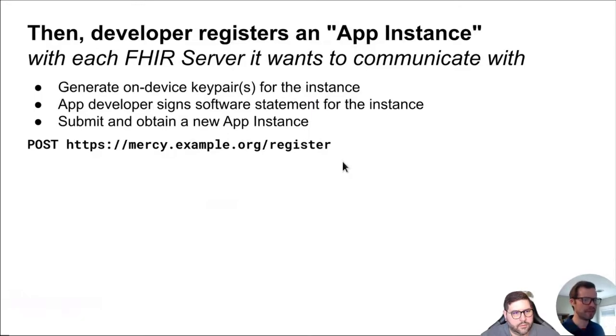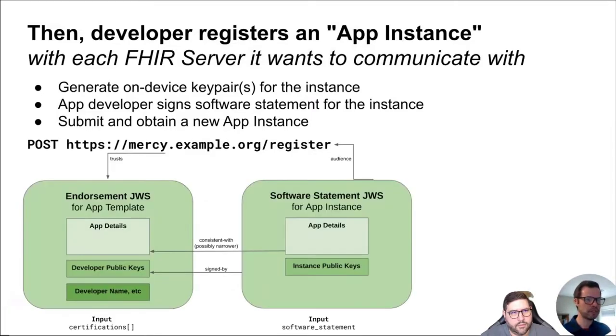And the idea here is the app developer is going to take a couple things. They're going to take their endorsement, which they've already got, and they're going to present that along with a software statement, so a new artifact that they're going to create each time they need to register an instance of the app. And by submitting those two things together, they can get a new app instance registered. And so what that means is there's two inputs to this register endpoint. One is an array of certifications or endorsements. And the other one is what's called a software statement.